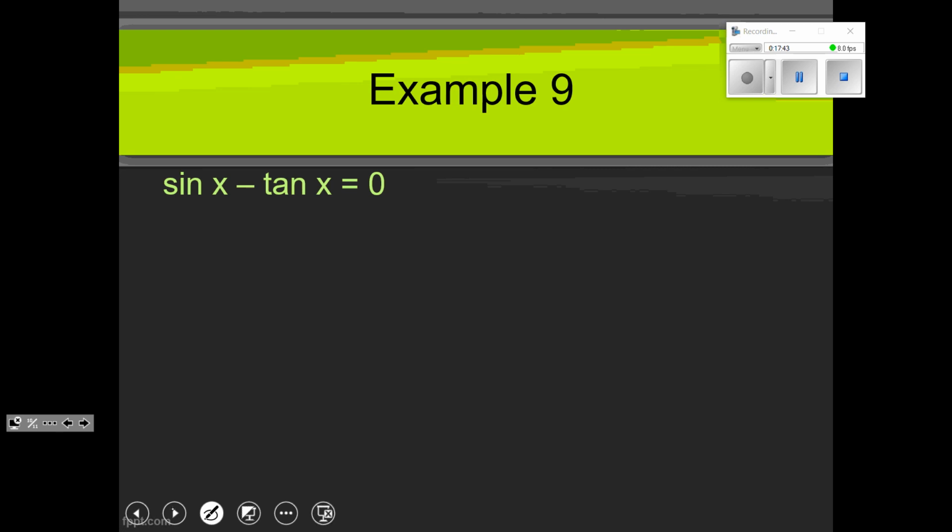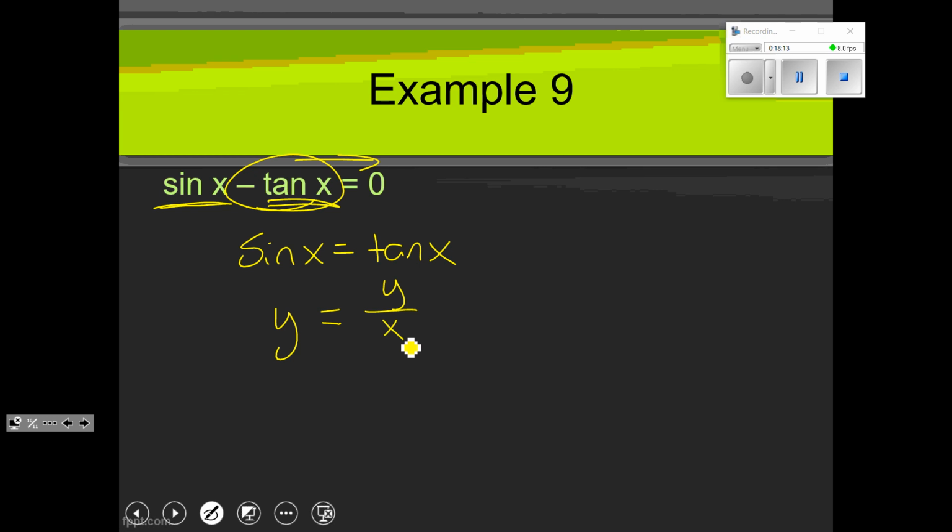So you could look at it and just look at where on the unit circle, where can I take the y coordinate and subtract, the tangent is the y divided by the x. Where could I take them and subtract them and get 0? Or you could set them equal to each other. You could move this over. And so here's what I want to know. Where is the y equal to what you get when you divide the y by the x? Because that's what the sine and the tangent are.